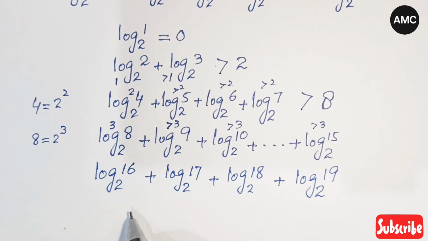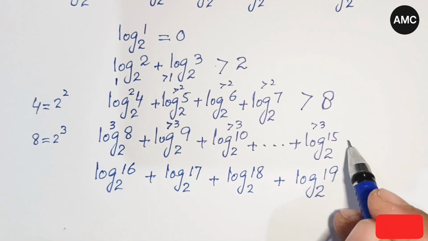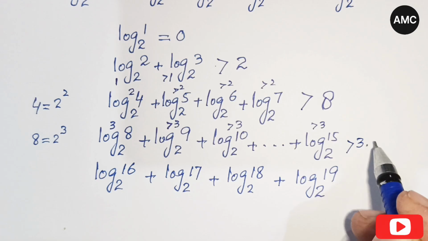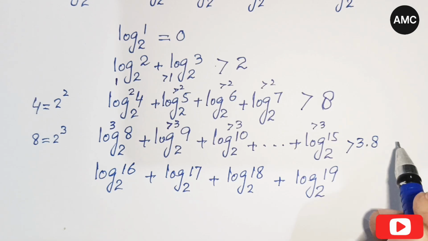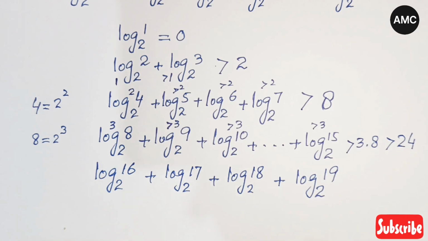Then we just multiply that. We have 8 terms, so 8 times 3 is 24. Then it is greater than 24.